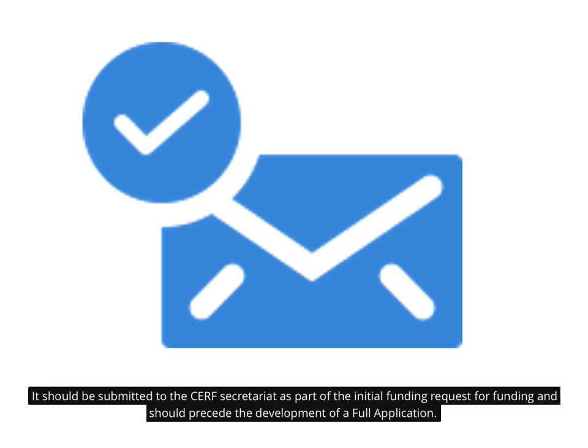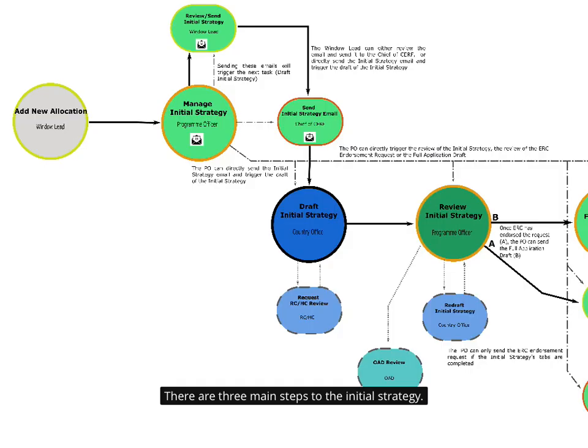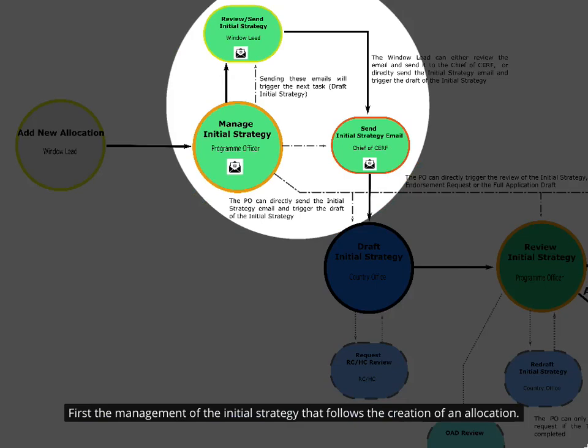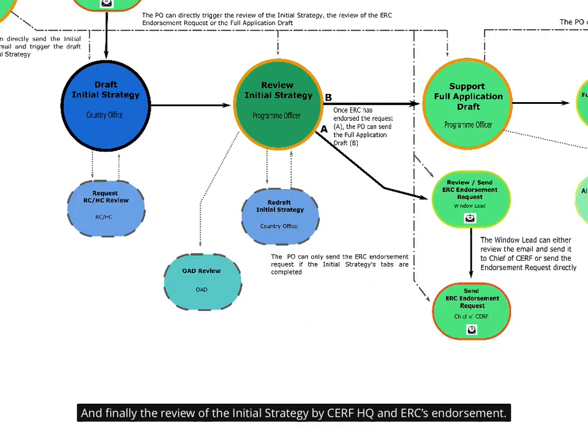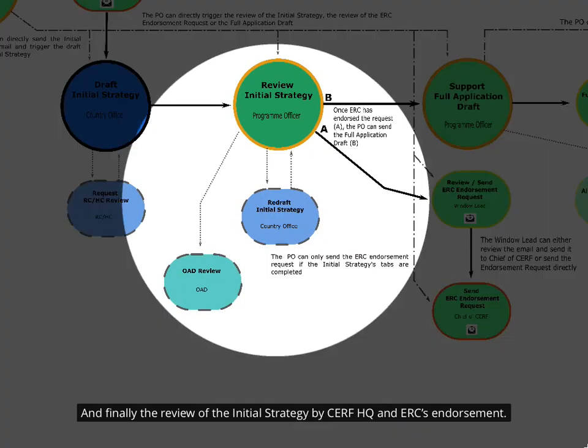There are three main steps to the initial strategy. First, the management of the initial strategy that follows the creation of an allocation. Then the drafting of the initial strategy by the country office. And finally the review of the initial strategy by CERF HQ and ERC's endorsement.